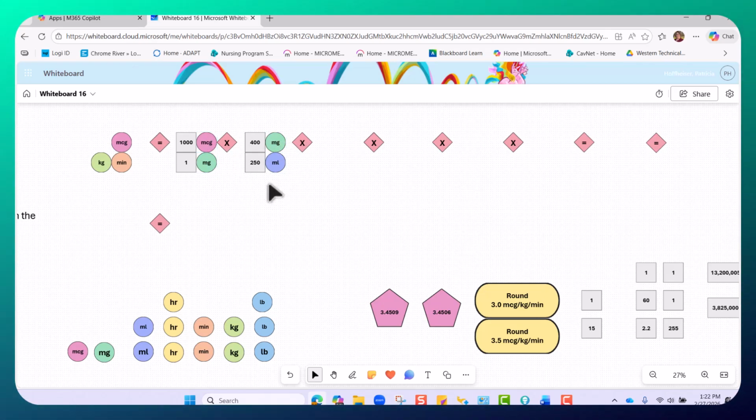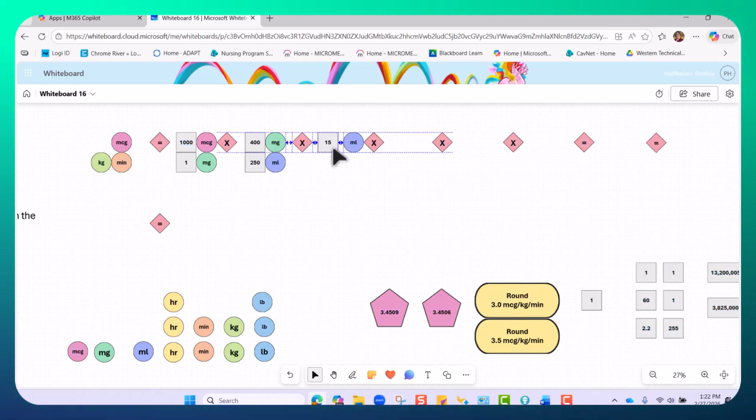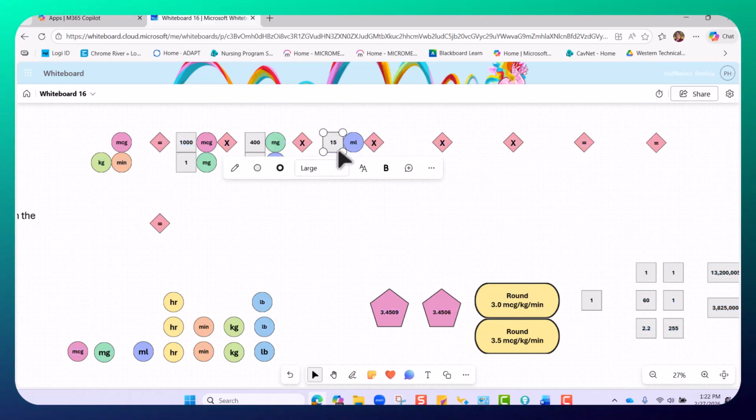The micrograms remains. Now I need to have milliliters on top of the next fraction because I've got milliliters in this fraction, so I would load that up. Go back to my question and say, well, where do I have milliliters? Okay, well, that would be the 15 milliliters per hour.